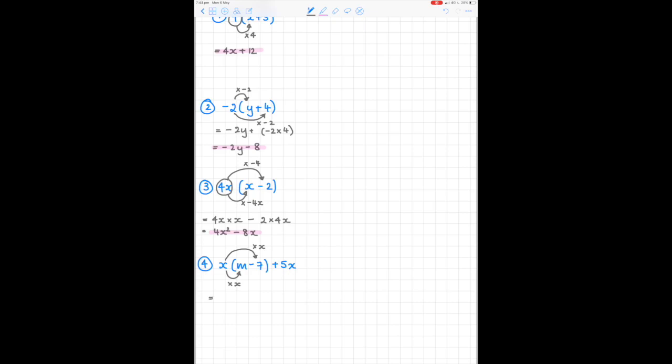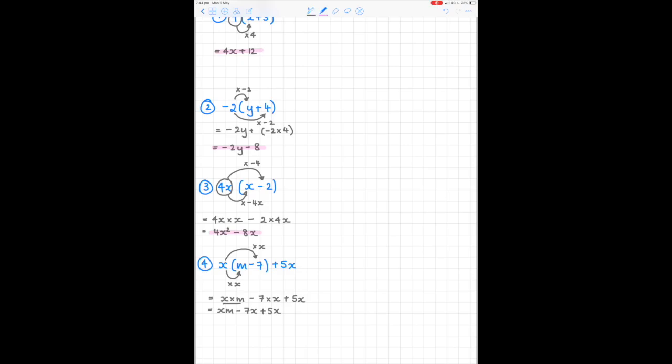So writing this out now, we're going to have x times m minus 7 times x, and then outside of the bracket we've got plus 5x. So simplifying the terms now, we've got xm minus 7x plus 5x.